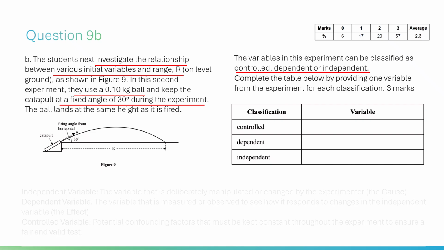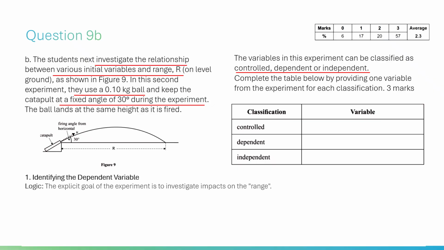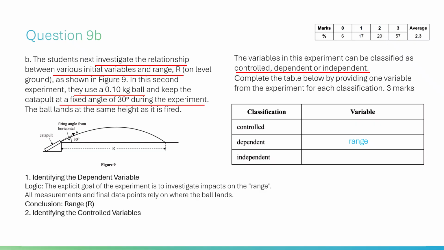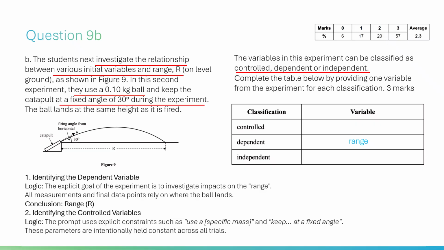1. Identifying the dependent variable. Logic: the explicit goal of the experiment is to investigate impacts on the range. All measurements and final data points rely on where the ball lands. Conclusion: range, R. 2. Identifying the controlled variables. Logic: the prompt uses explicit constraints such as use a specific mass and keep at a fixed angle. These parameters are intentionally held constant across all trials. Conclusion: mass of the ball or firing angle, either is acceptable.